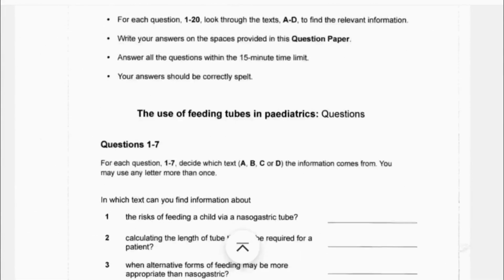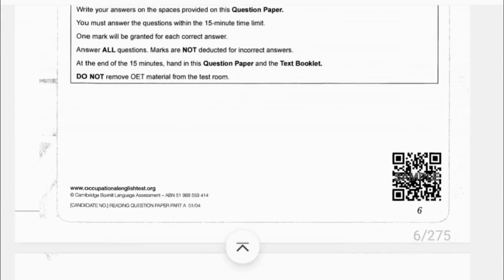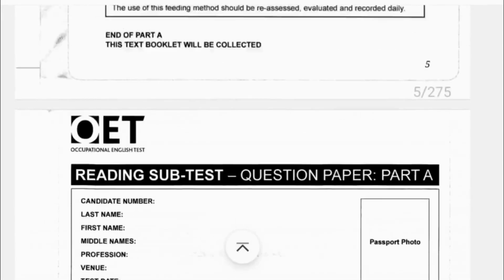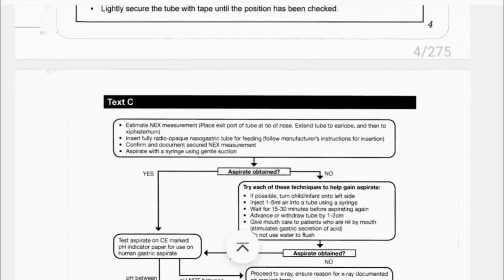You have to be careful about the spellings during this reading exam. Spelling mistakes are not counted during the listening exam, but during reading, as you have to write the words after reading from the text, spelling mistakes can result in deduction of marks.